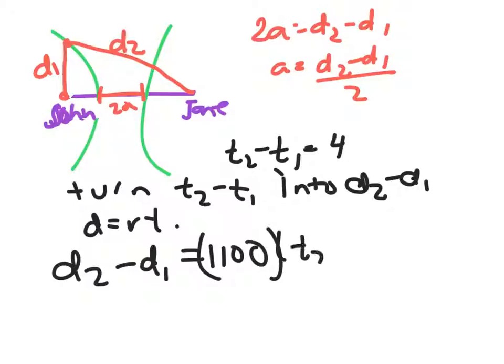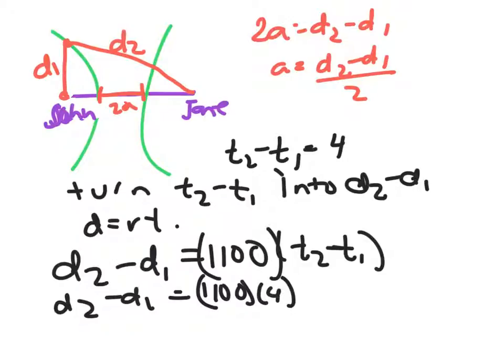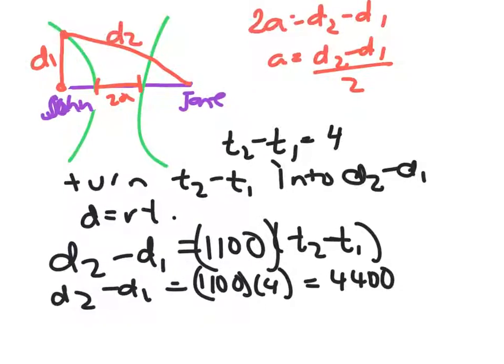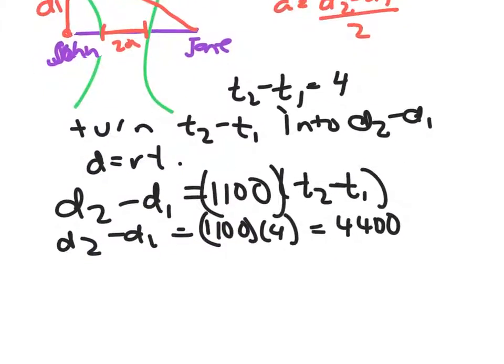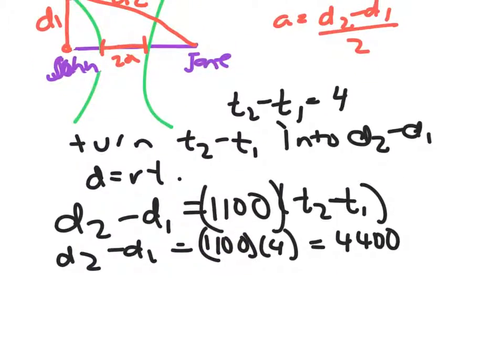times my difference in time. And so my difference in distance is 1,100 times my 4 seconds. That's going to give me 4,400. So in this case, my A is equal to my difference in distance over 2, which is going to give me 2,200.